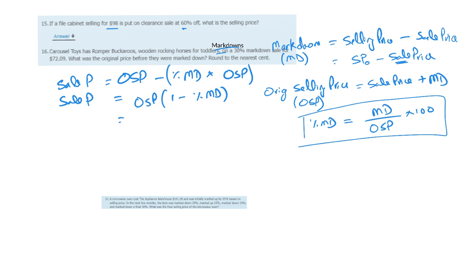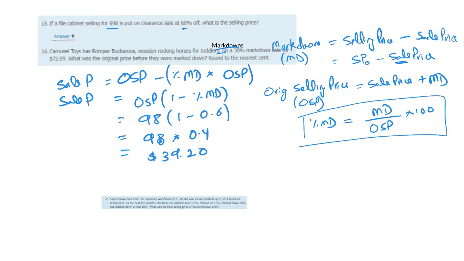So my original selling price was $98, and I'm going to discount it by 60%. So I'm basically charging 40% of my original sale price. So we do 98 times 0.4, which equals 39.2. So $39.20. So this is our sale price. We subtracted the percentage markdown to get the sale price.